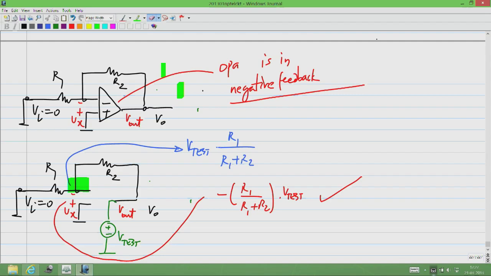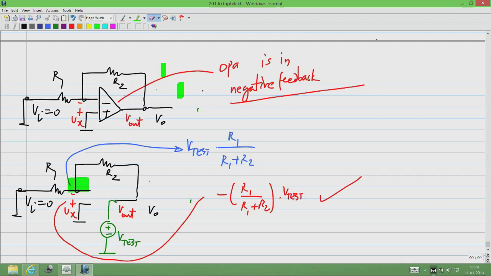But the one thing you have to be very careful about is that the op amp has to be in negative feedback for you to be able to apply this virtual short concept. Okay. Otherwise, you simply cannot use that. So, that means that the op amp has to be hooked up with the correct polarity. I have shown the circuits with the correct polarity.